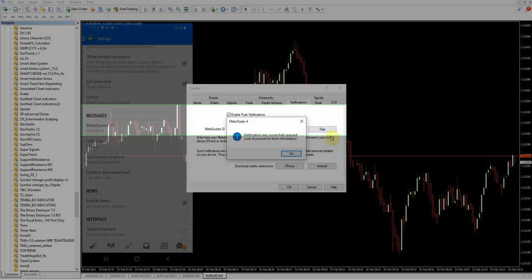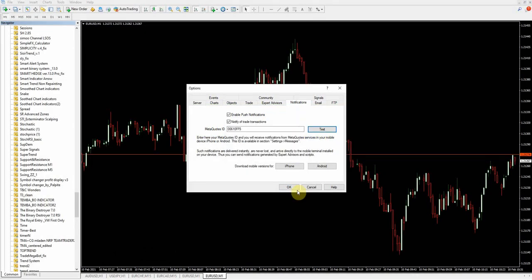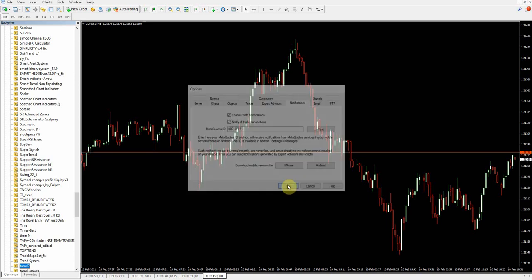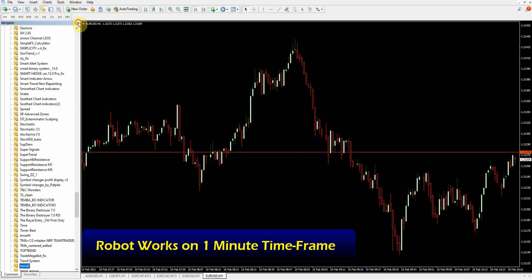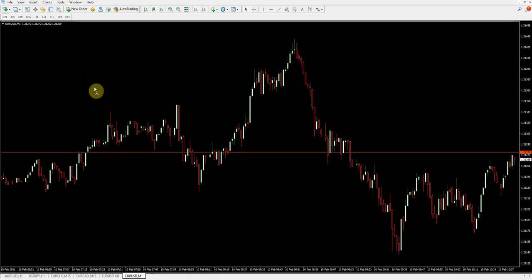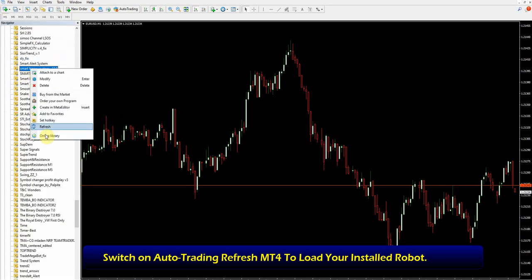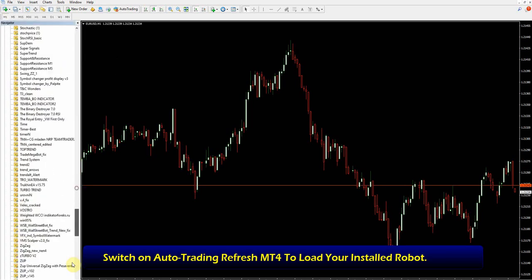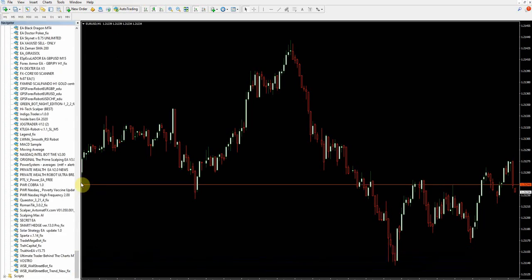Go to Settings, then scroll down. You will see the MetaQuotes ID. That number is what you add here on your MetaTrader 4 for computer. Press on Test to check if it's working correctly. The robot is designed to trade on 1 minute time frame. All is set up now. Click on Navigator, scroll down to Expert Advisors and double-click to open the robot.